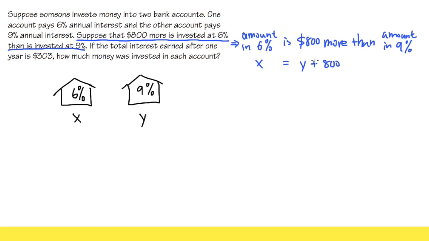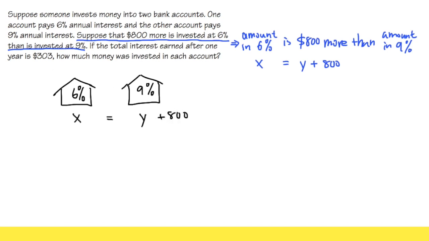Be sure you put down the y first. Even though it doesn't matter, and you can write x is equal to 800 plus y, sometimes you have to do a subtraction situation like 800 less than, so you have to be sure you note this amount first. So that's the first equation. Look at that. We have x is equal to y plus 800.